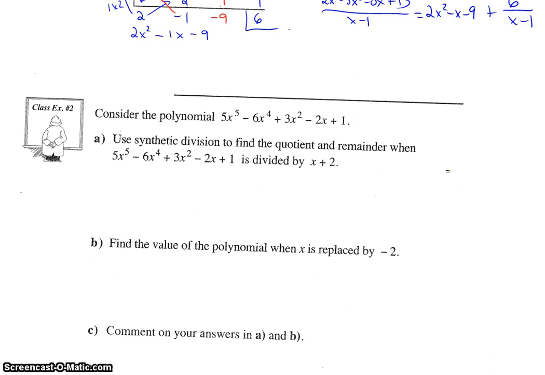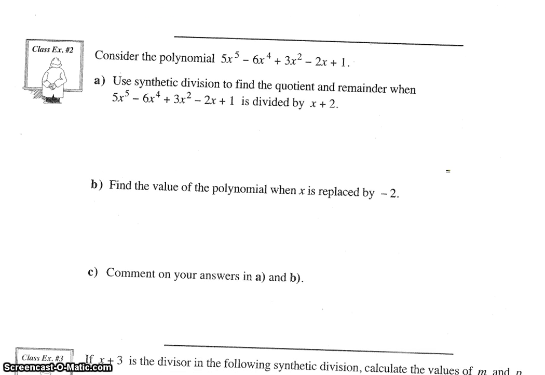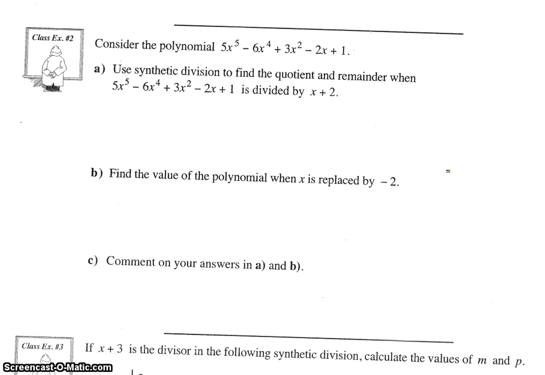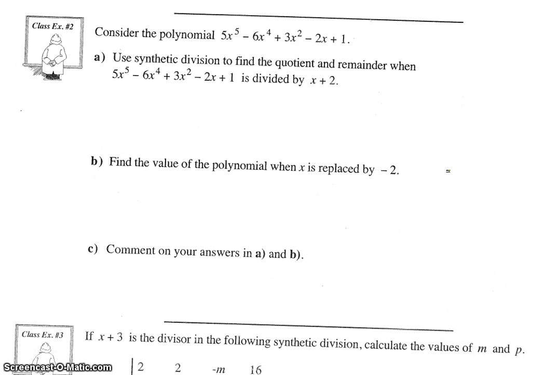Okay, example number 2. Consider the polynomial. Use synthetic division to find the quotient and remainder when it is divided by x plus 2. Okay, let's set that up. Notice they give you like no room to do this. That's because it shouldn't take too much room. So x plus 2, first of all, set it to 0. So you know x is equal to negative 2, and that's what goes here.